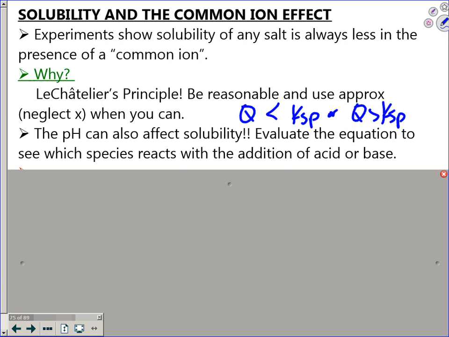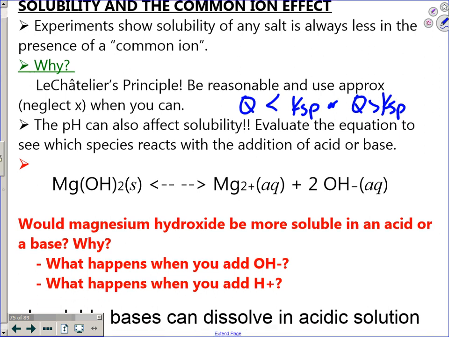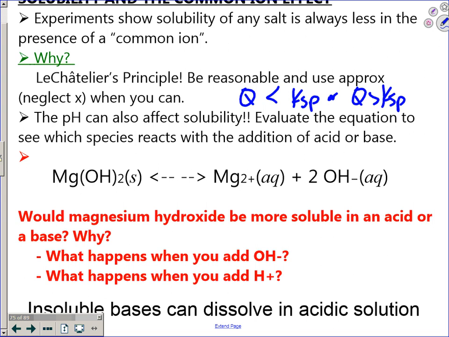This is the last part that we haven't talked about yet, and it's pH. If we have a solution that is affected by the inclusion of an acid or a base, we can shift its solubility. Magnesium hydroxide is a slightly soluble compound, and it will dissociate into magnesium 2+ and 2 hydroxides. Answer this question with the person next to you. How would magnesium hydroxide's solubility be affected by the inclusion of OH-, meaning a base, and H+, meaning an acid?